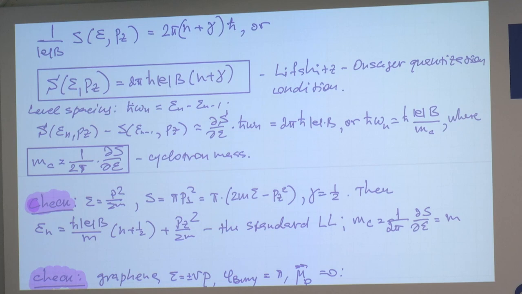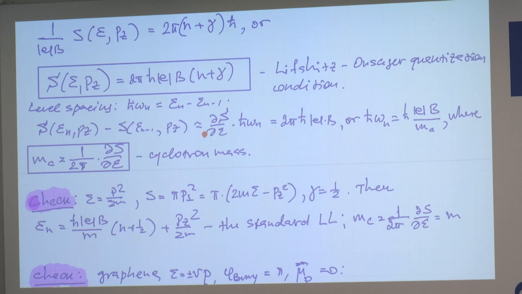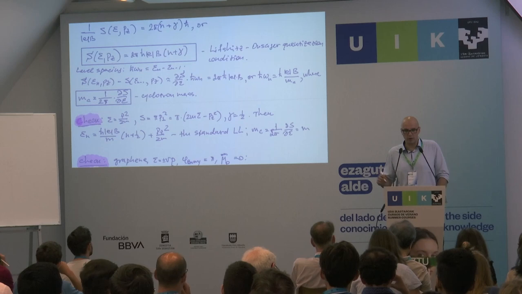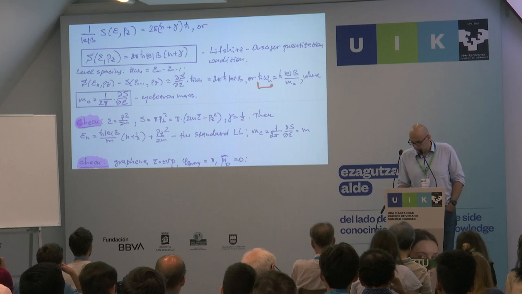Okay, so we can simply subtract this equation for n and n plus 1, or n and n minus 1, to get the distance in energy between the two levels. This distance in energy is related to the energy derivative of the area in the momentum space. I will call this energy difference some h bar times some frequency, okay? And you see that this special frequency is related to the magnetic field and the so-called cyclotron mass.